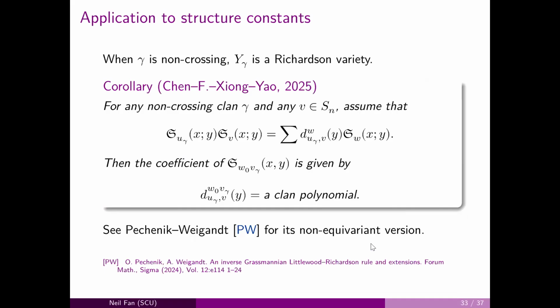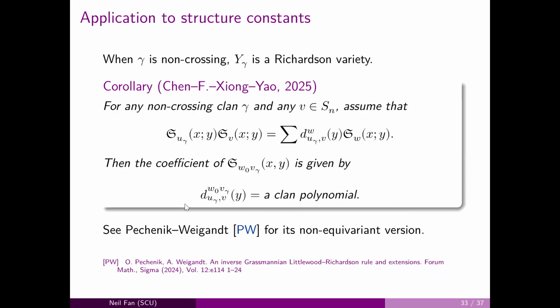So, some applications. When γ is non-crossing, Y_γ is a matrix variety, so we can obtain that the Schubert structure constant is essentially a Klyachko polynomial. When γ is non-crossing, in the expansion of the Schubert polynomial of u_γ times the Schubert polynomial of any permutation v, the coefficient of w_0 v_γ is a Klyachko polynomial.